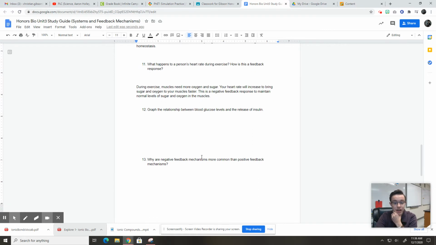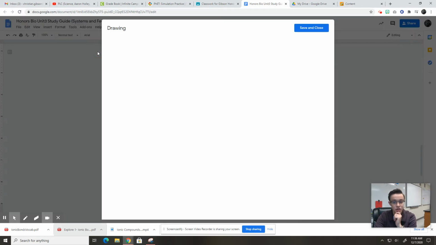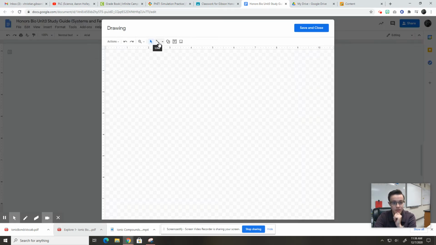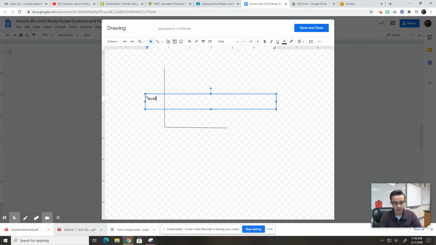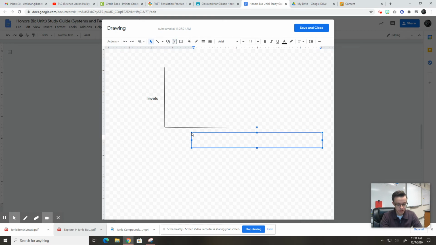All right, number 12 says graph the relationship between blood glucose levels and the release of insulin. So let me show you how to do that. You're going to click where you want to draw. You're going to go to Insert. You're going to click Drawing, and hit New. Okay, and you're going to draw this. This is very rudimentary here. It doesn't have to be anything super fancy. So I've got my y-axis, my x-axis, and over here, I'm going to say these are the levels. And down here is going to be time. So these are the levels of glucose and insulin over time, okay?